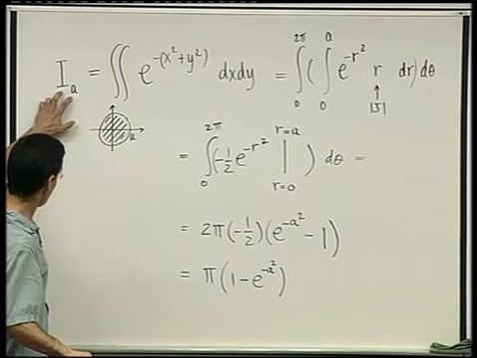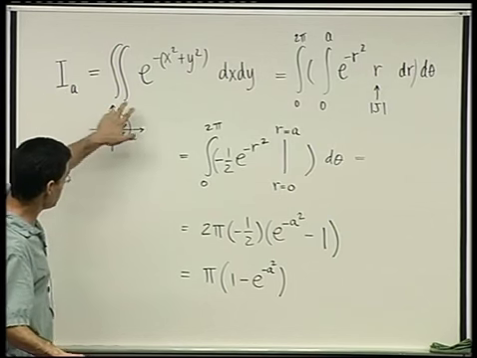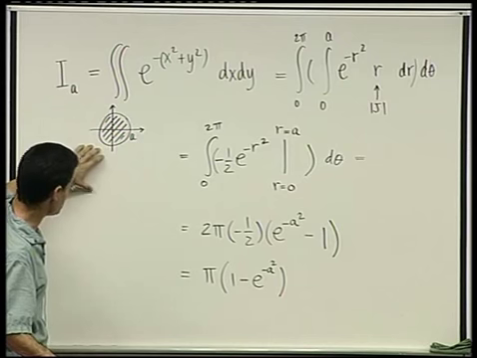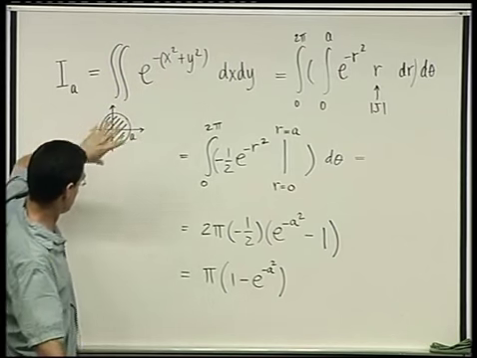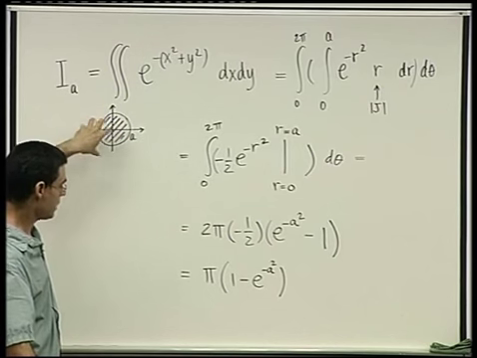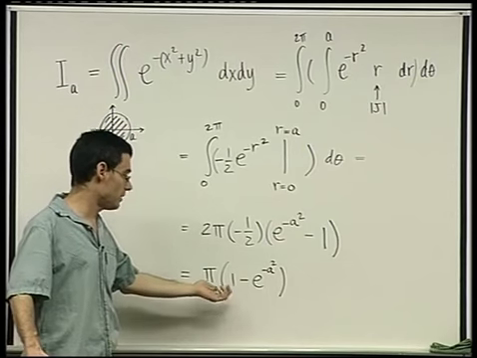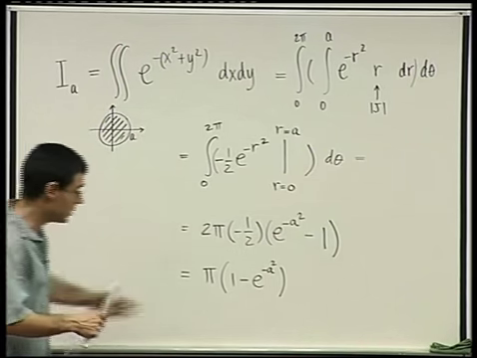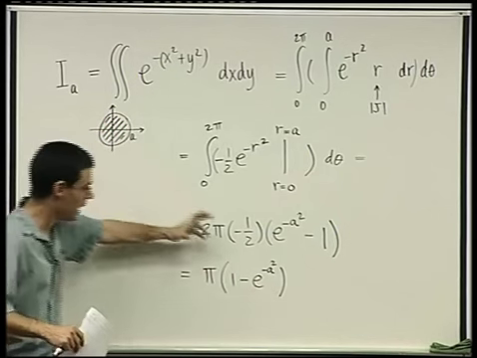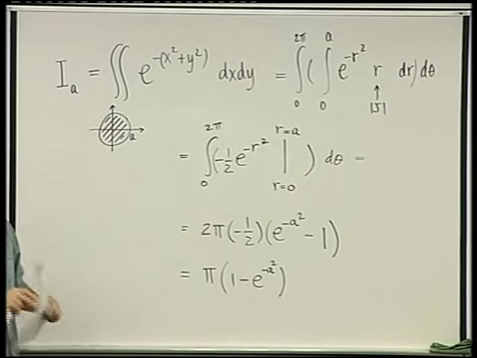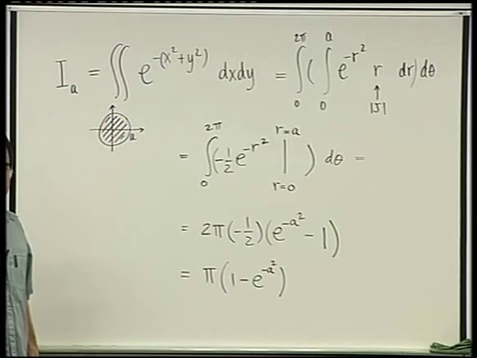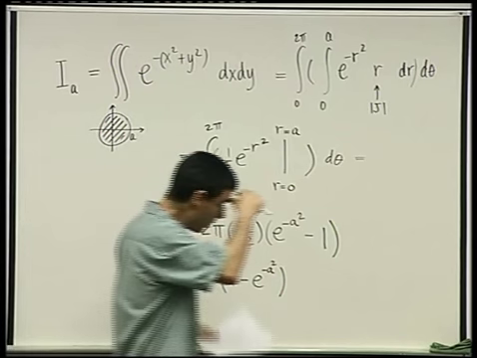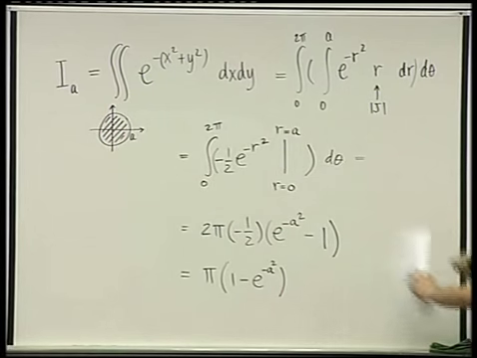So this I_a, which is the double integral of this function over this region, the area under the graph of this function over a circle of radius a, turns out to be pi times 1 minus e to the minus a squared. Do you agree? And it depends on a. Obviously, if you make a bigger, you're going to get a different answer here. So far, so good? Okay. Now let's look. So put this aside a second. We're going to return to it in a minute.